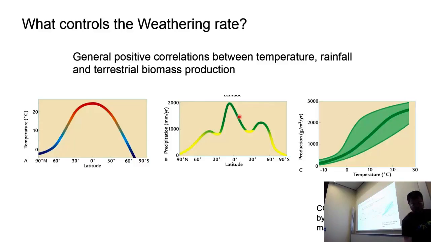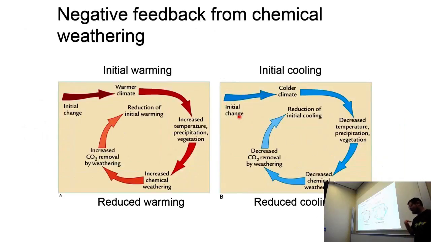Removed from the atmosphere, and then that cools the climate because of our equation. So this is an example of a negative feedback. If we have a warm climate, we get increased temperature and more weathering. That removes more CO2 from the atmosphere and makes the climate cooler. So it basically counteracts the initial forcing.